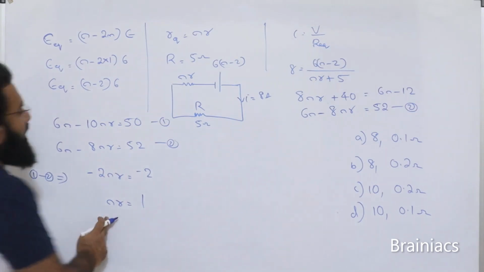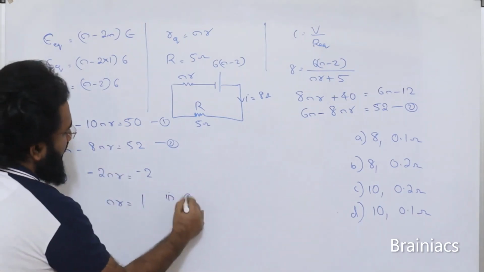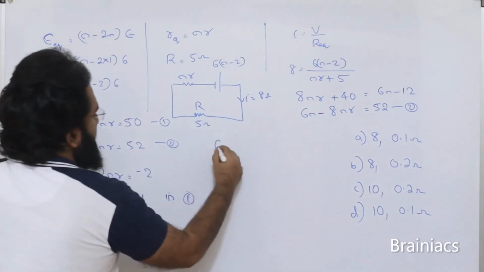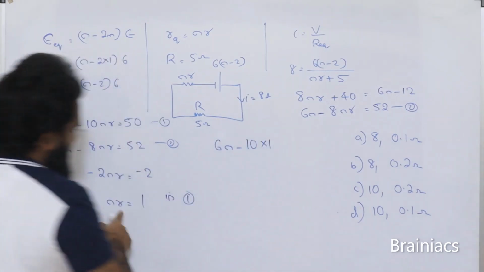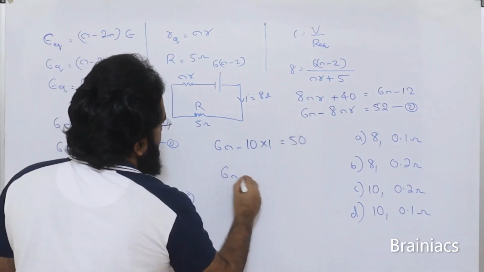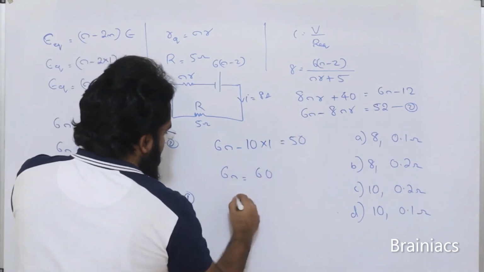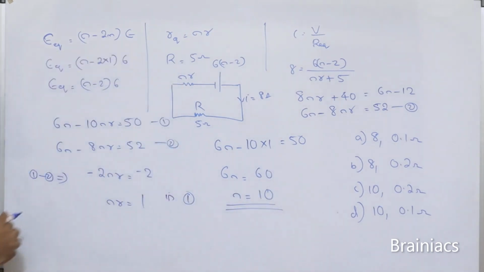So this NR we can substitute in any of the equations. So we will substitute in 1. So in 1, 6N minus 10 into 1, since NR is equal to 1, is equal to 50. So 6N is equal to 60 and N we get as 10. So number of cells is equal to 10.